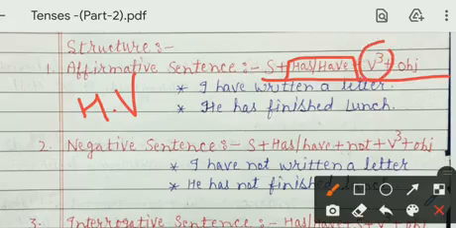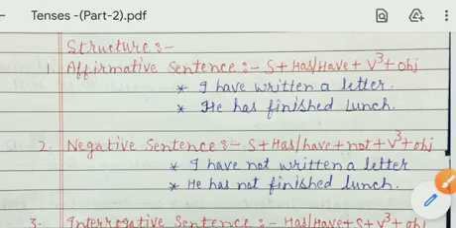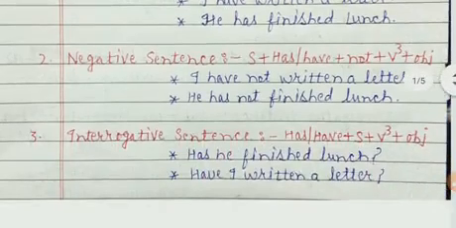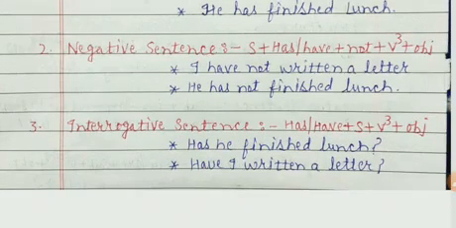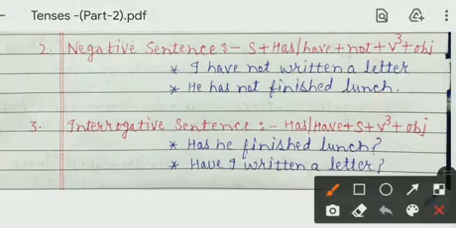I have written a letter. Here I as a subject, have here helping verb, written is main verb, a letter is object. So whenever you have to frame a sentence in present perfect tense, then you have to follow this structure. He has finished lunch. Negative sentence: subject plus has/have plus not plus V3 and object.